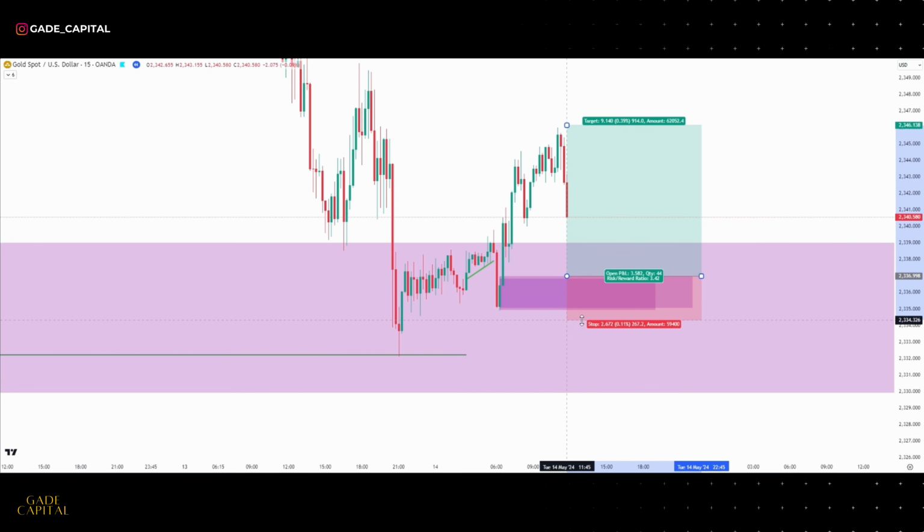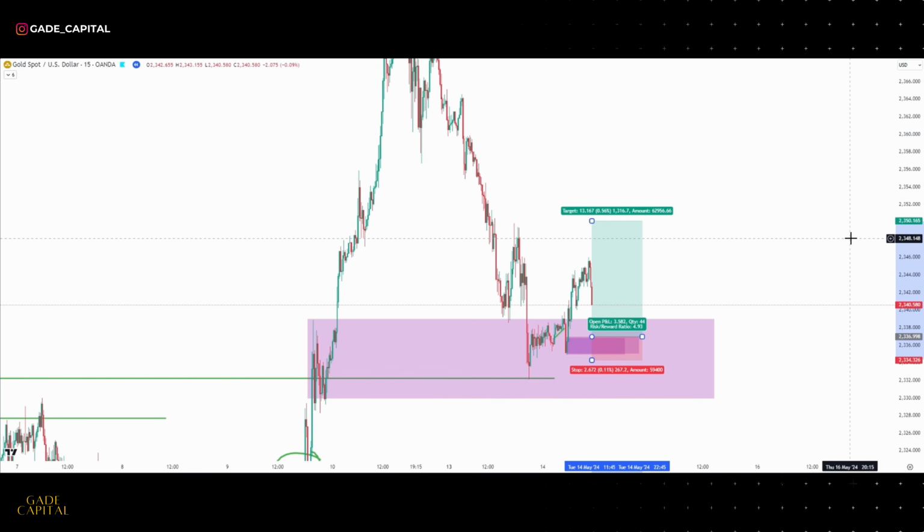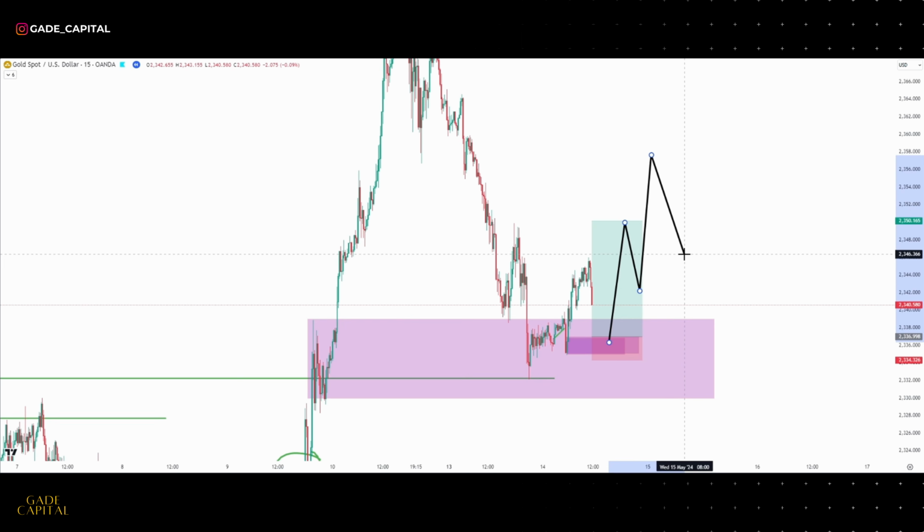Always make sure there is an imbalance, a clear imbalance which breaks the structure, which will work far better than entering on any random order block. And same, the next highs will be your take profit. And you can continue taking trades to the upside.